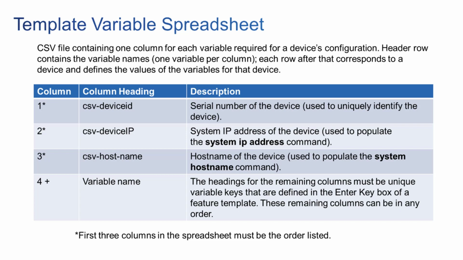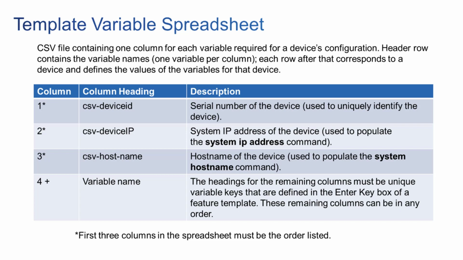In the spreadsheet, the header row contains the variable name. Each row after that corresponds to an individual device. So we can define these variables per device. The first three columns in the spreadsheet must be in this order here. So we see column 1, column 2, column 3, and then we can add additional variables as needed for each of the additional elements, right?